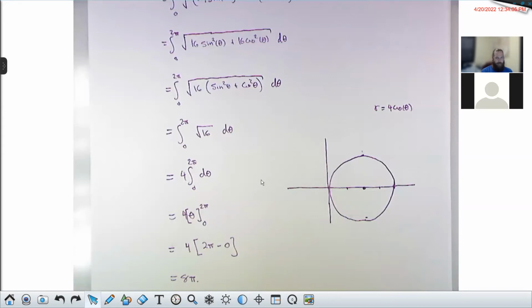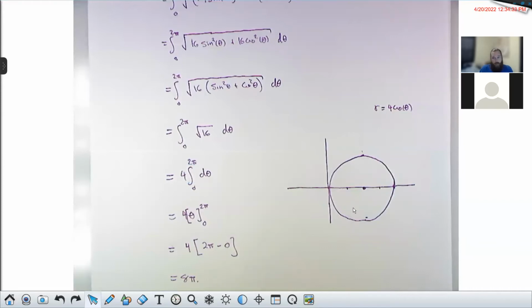Could have found the arc length of this curve by recognizing it as a circle, and then just using the geometry formulas. We know that the circumference of a circle is 2 pi times the radius. The radius here is 2. So if you multiply 2 pi times that radius, you would get 4 pi. And this curve goes around the circle twice as theta goes from 0 to 2 pi.